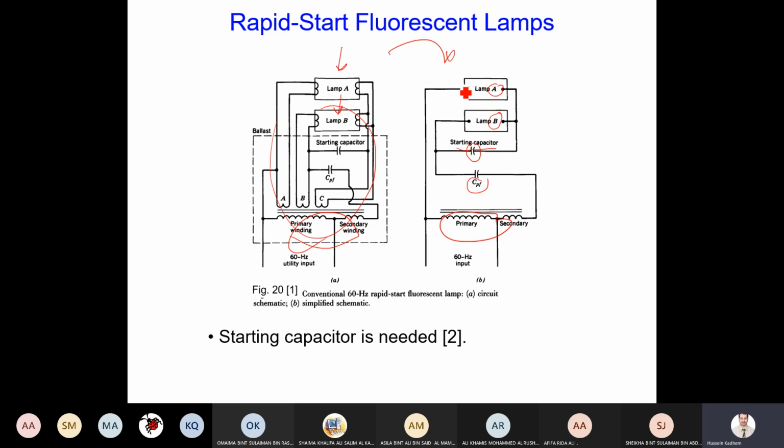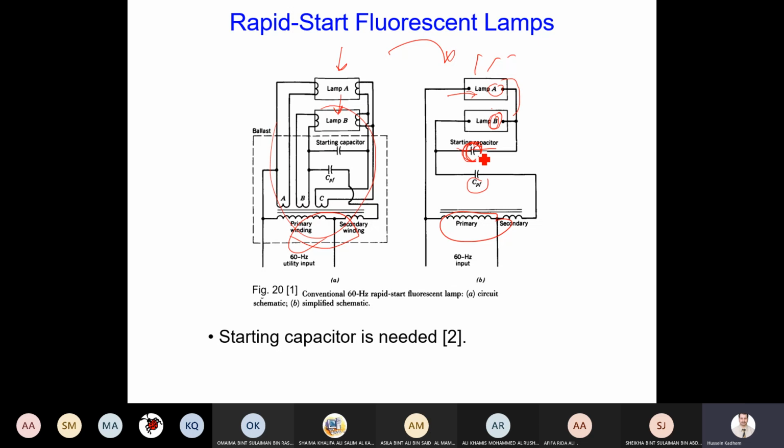When we switch on, at the beginning, the startup capacitor will be a short circuit until it gets charged to become an open circuit. When it's a short circuit, lamp B is connected to a short circuit in parallel, so it is not there anymore. So the whole voltage will apply where? On lamp A. So lamp A will trigger, light will come and current will flow. This is happening at the beginning.